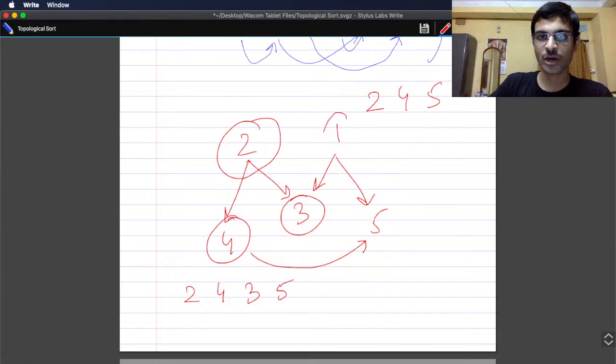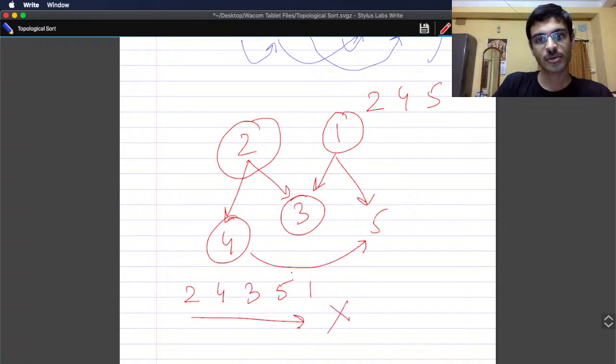So now I'll start from 1, because 1 is unvisited till now. From 1, when I start, I see that I can reach both of them, but I have already placed 3 and 5. So either I have to pop them or I have to place 1 over here. So this ordering is wrong, right? Because 5 cannot come before 1, right?